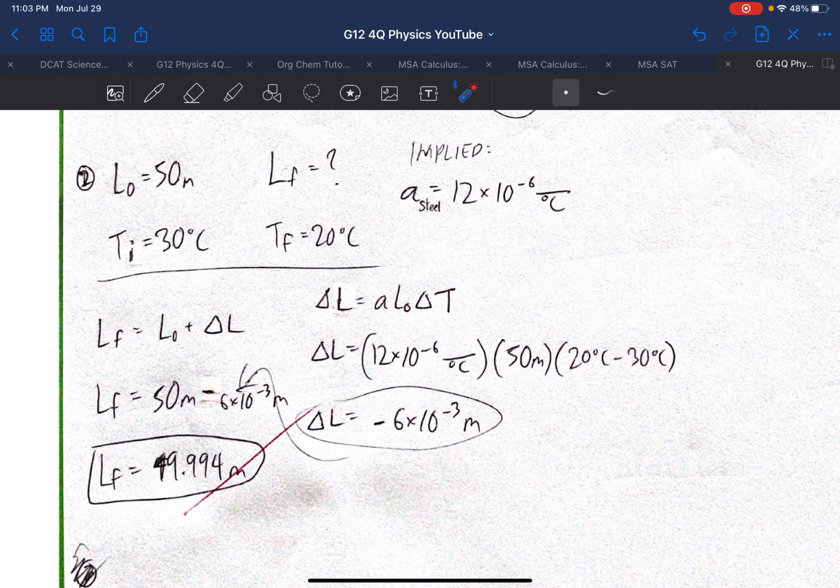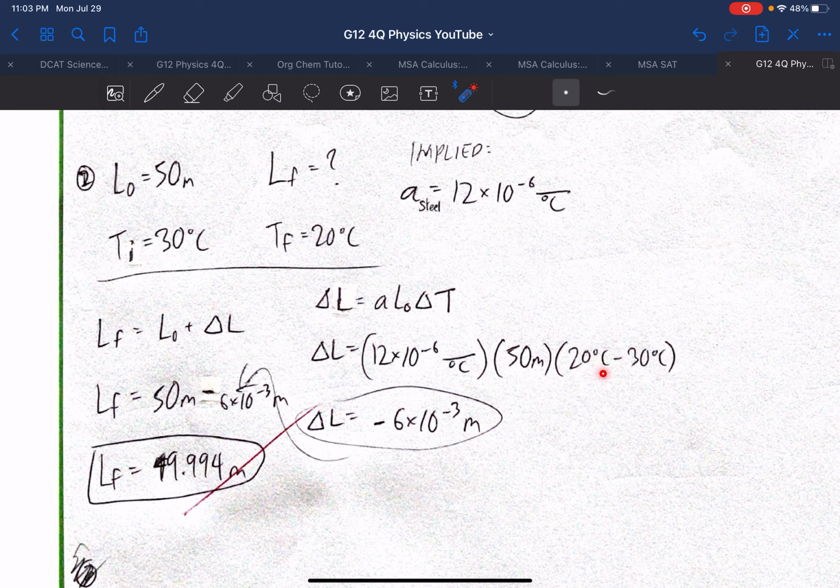memorize the value. And from there, looking for LF, we have to look for the change in length first through this formula. We can find the change in length without looking for LF first. So with this formula, linear coefficient is placed there, initial length over there, change in temperature.